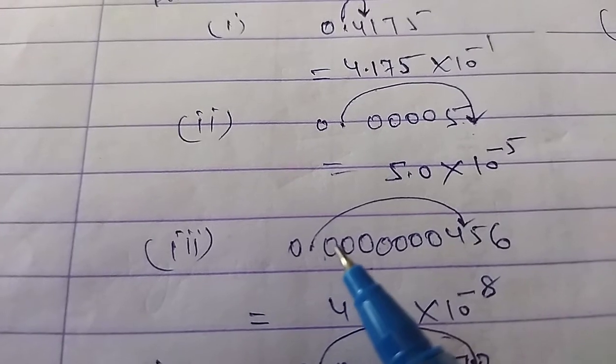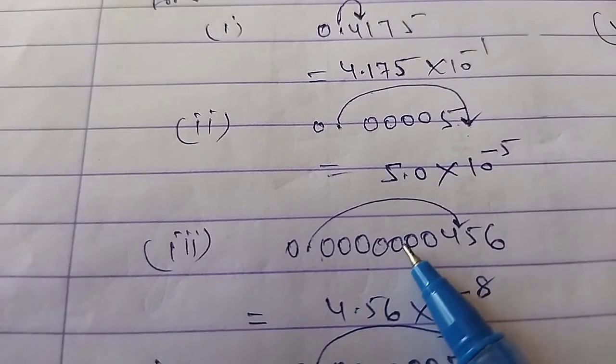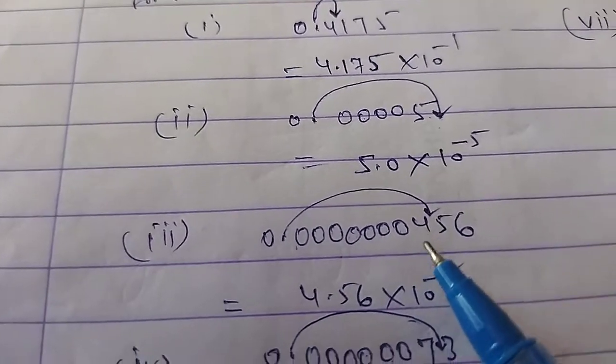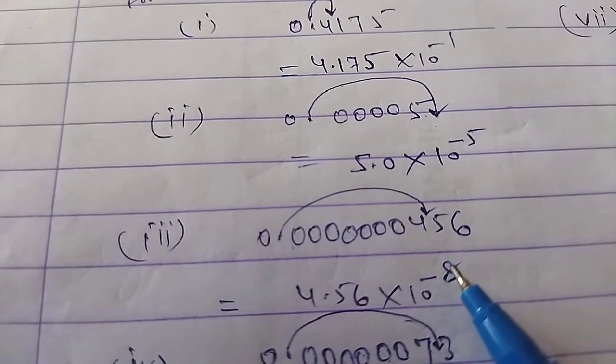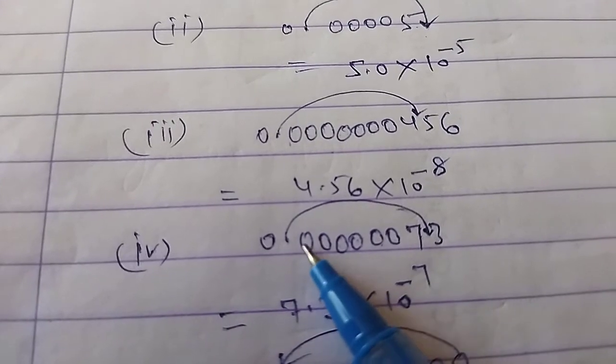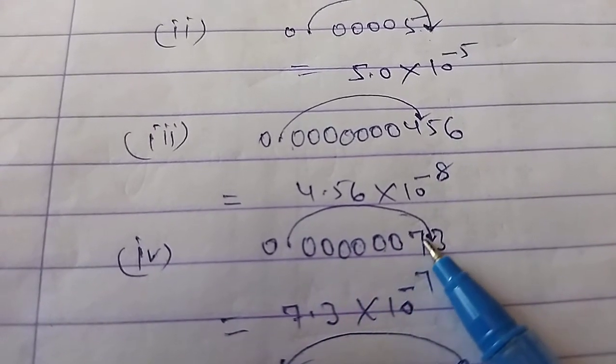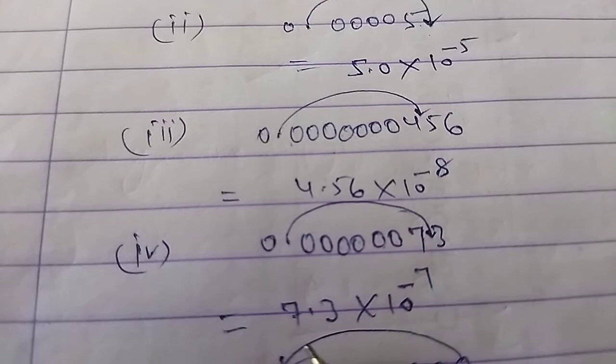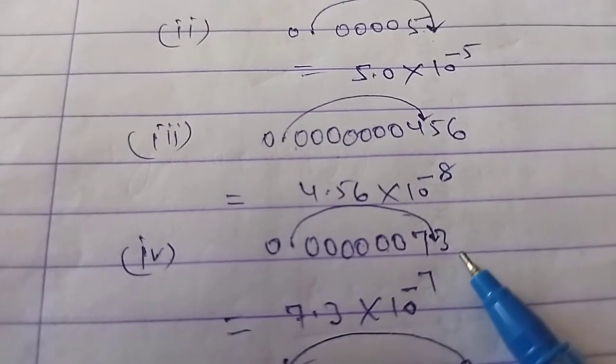But now how many places did I move? 1, 2, 3, 4, 5, 6, 7, 8. So the power will be 10 raised to the power minus 8. Similarly, here also you can see 1, 2, 3, 4, 5, 6, 7. I have to put the decimal there: 7.3 into 10 raised to the power minus 7.